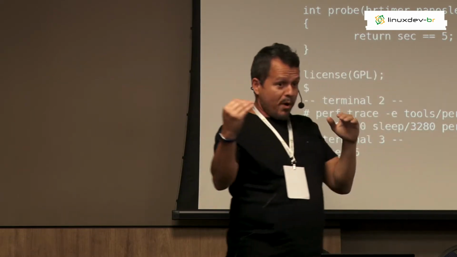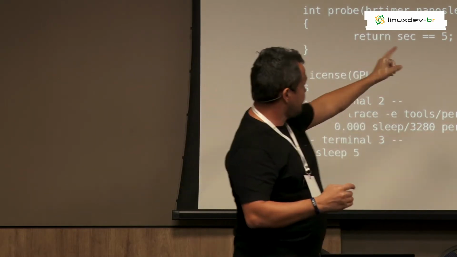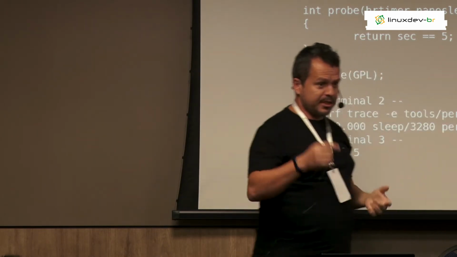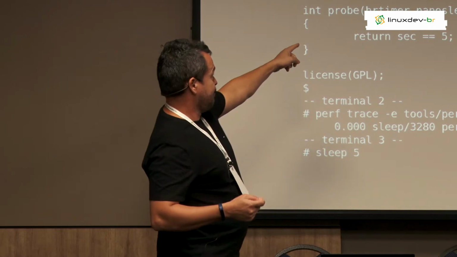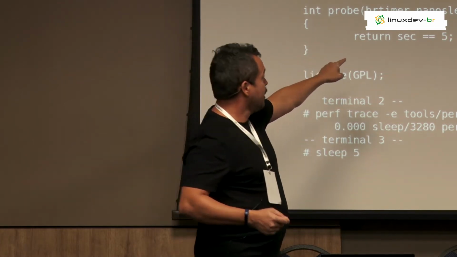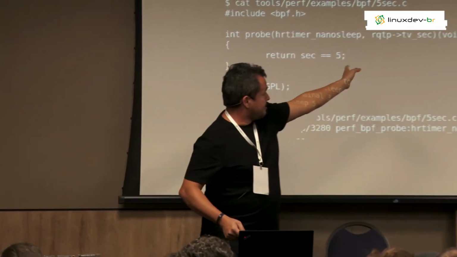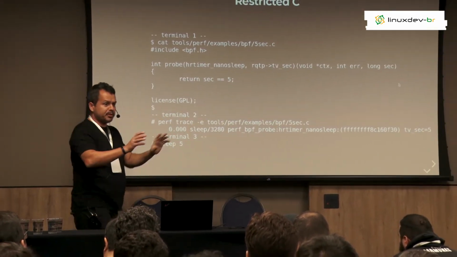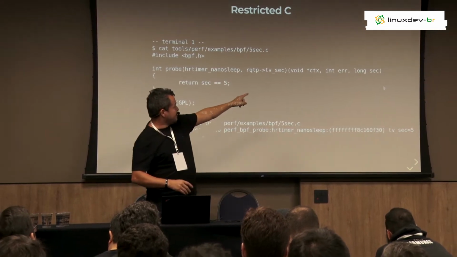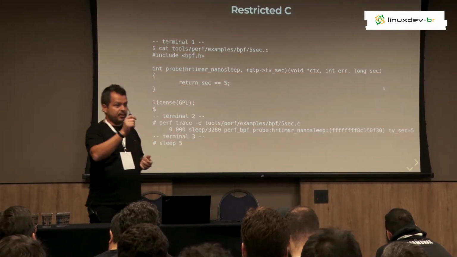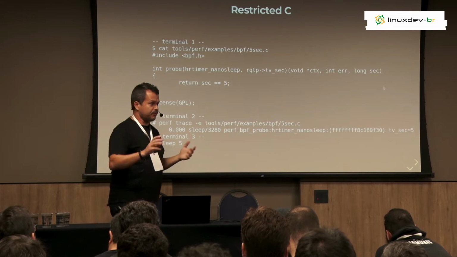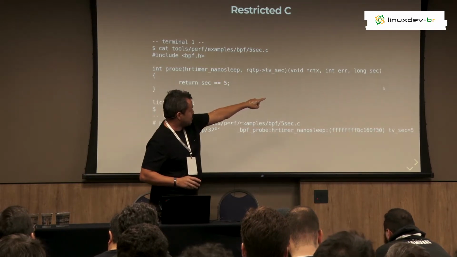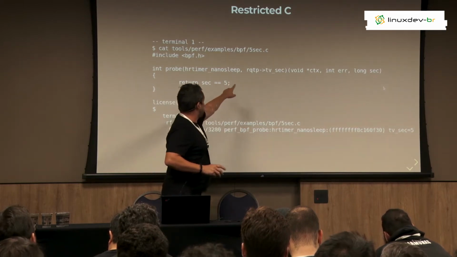And when this function is called, you get the value that is in this variable, rqtp tv_sec, which is the number of seconds being passed to this nanosleep function. Then there is the first parameter, a context, which is registers, but it's not important right now. Then there is an error variable that can notify you that something went wrong. And then there is the second parameter, which maps to this thing here.